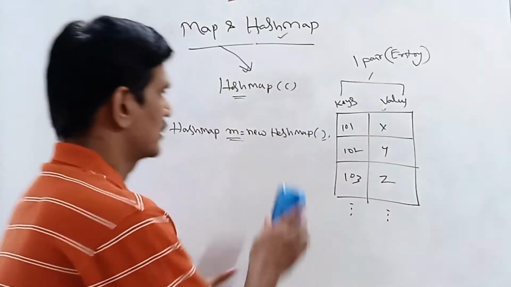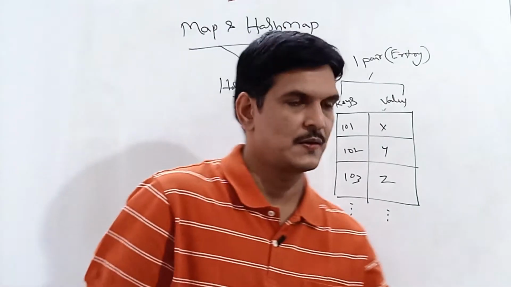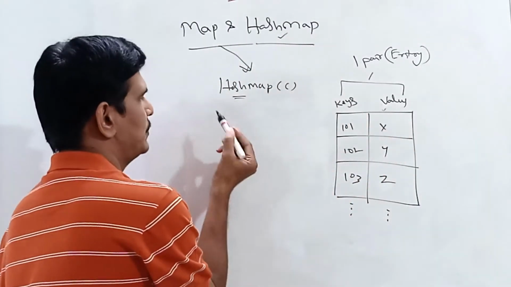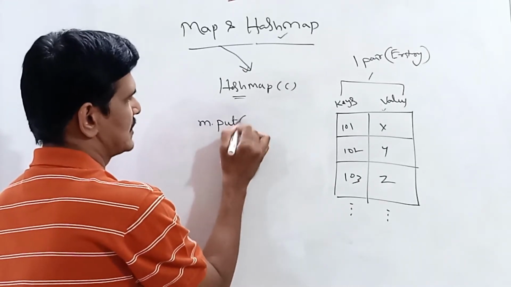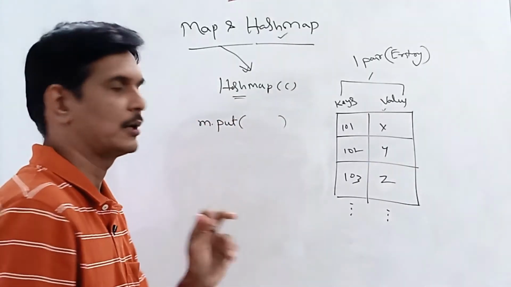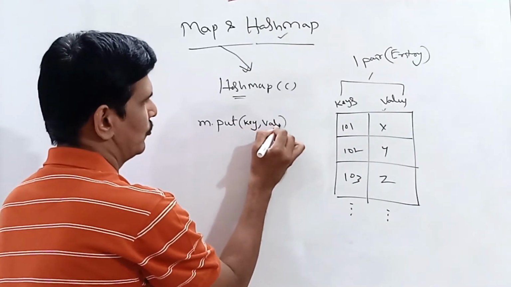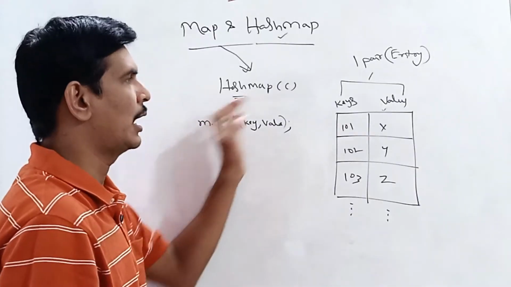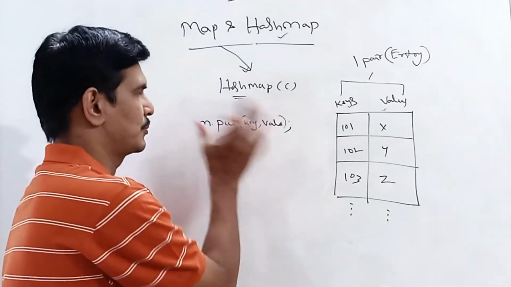Now what methods are available in the HashMap? The first method is the put method. If we want to add a new pair to the HashMap, we use the HashMap object dot put. When I use the put method, we have to pass two parameters: the key and the corresponding value. So put is a method by which we can add a new pair, or a new entry, into the HashMap. This is the first method.